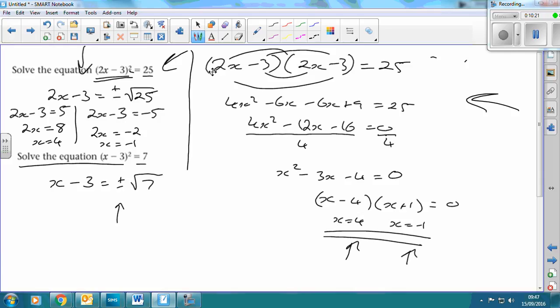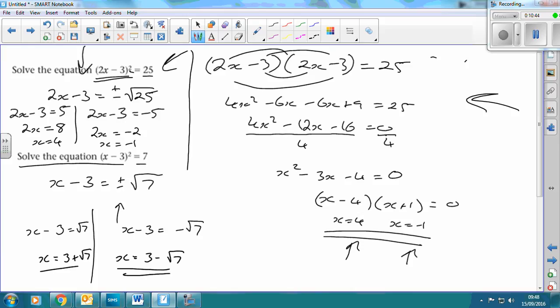So then what we do is split it into 2. We've got x minus 3 equals the square root of 7, and x minus 3 equals minus the square root of 7. Then what we do to get x by itself is add 3 to both sides. So we've got x equals 3 plus the square root of 7, and x equals 3 minus the square root of 7. That's it, that's our two solutions.